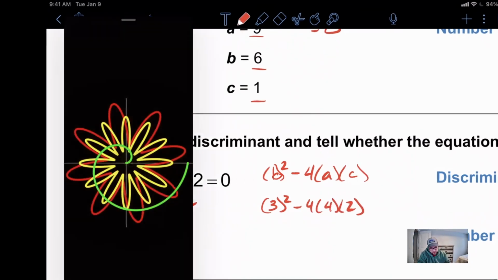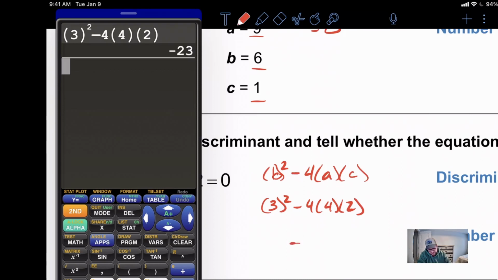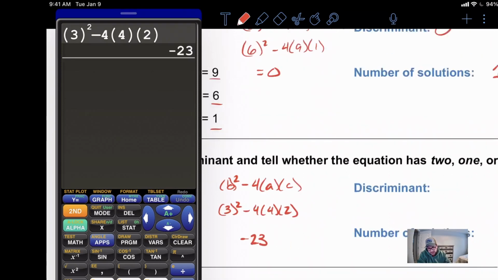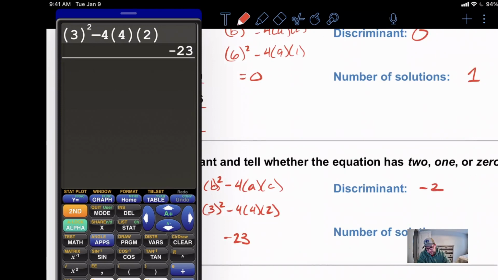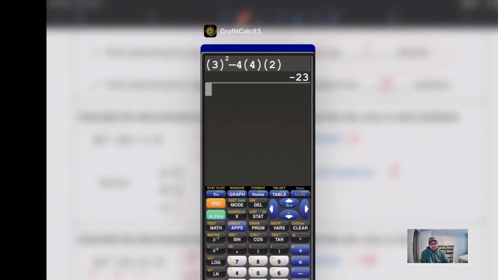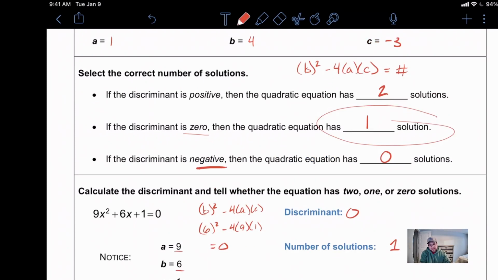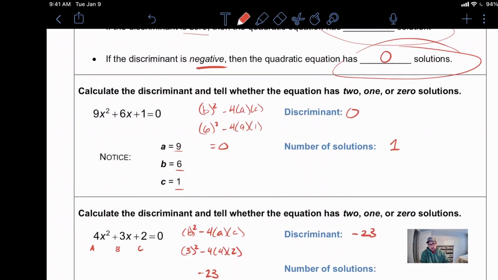So coming on over, 3 to the second minus 4 times 2 gives us -23. So that's what we would put up here for where it's asking us for our discriminant. Now our discriminant in this one is negative. And if we go back up top here to that list that we created earlier, if the discriminant ends up being negative, then it's going to have 0 solutions. So this one will have 0 solutions.